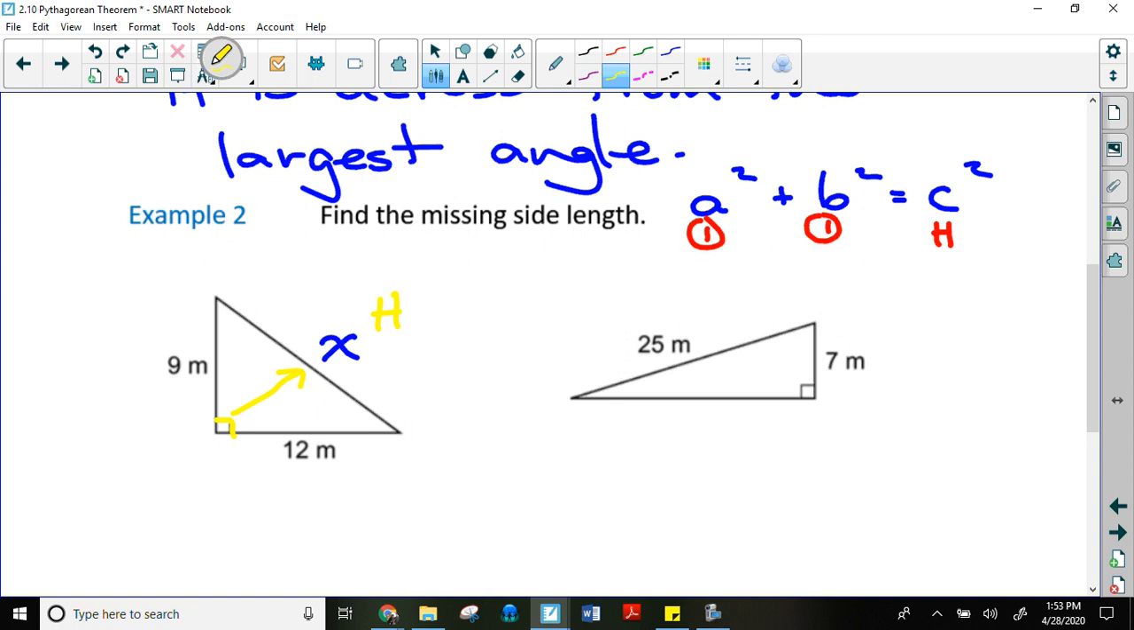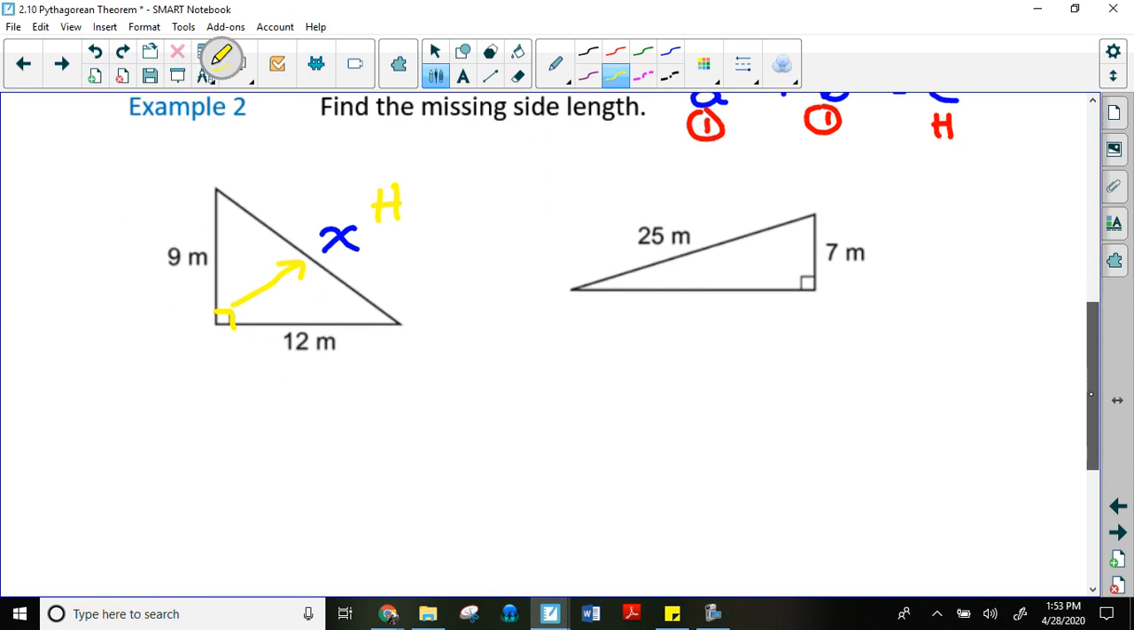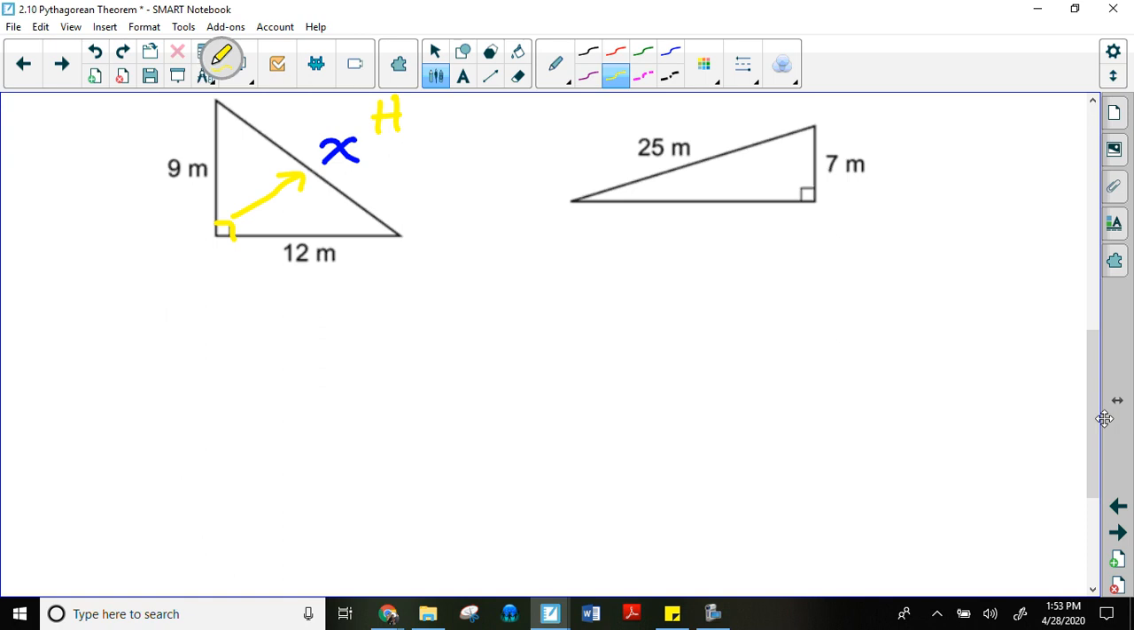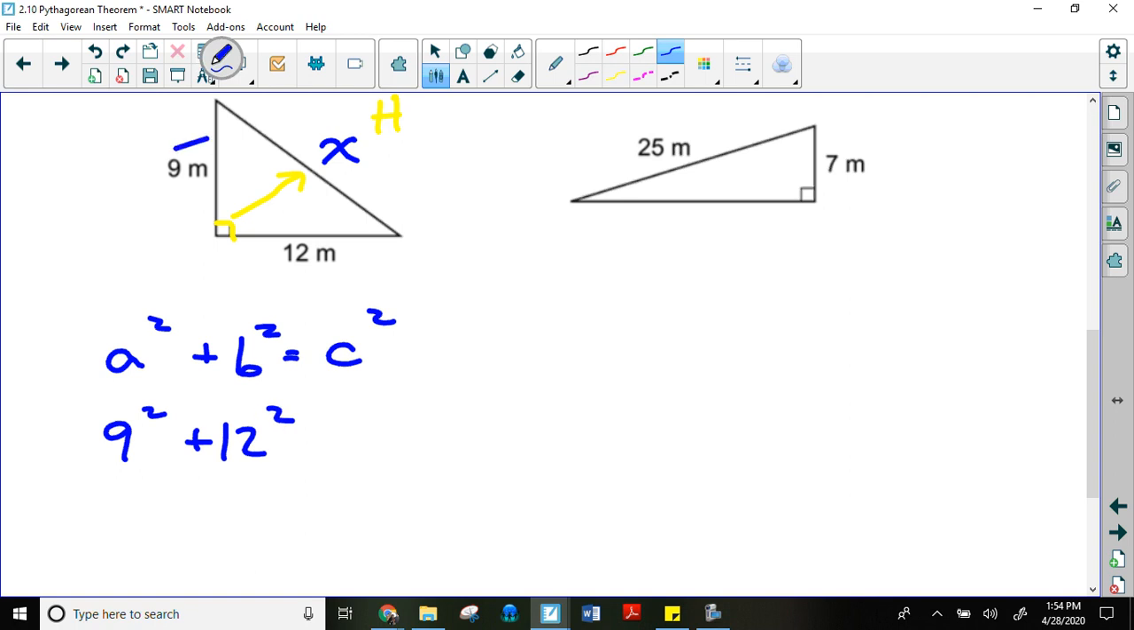Find the missing side length. So we are going to have to do this work to find the hypotenuse. We are going to use a squared plus b squared equals c squared. The hypotenuse is the part that always goes with the c. The a and the b are just whatever the other sides are on the triangle. It doesn't matter if I made a 12 or a 9. I'm just going to make that 9 squared plus 12 squared. It's these two sides, equals c squared.